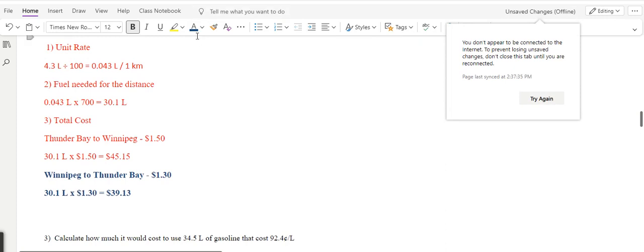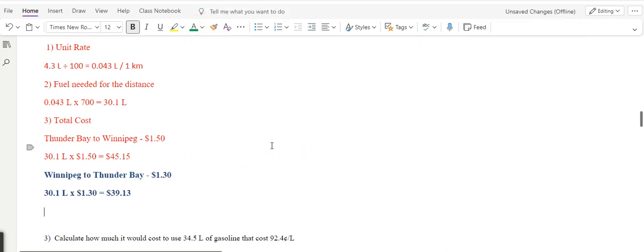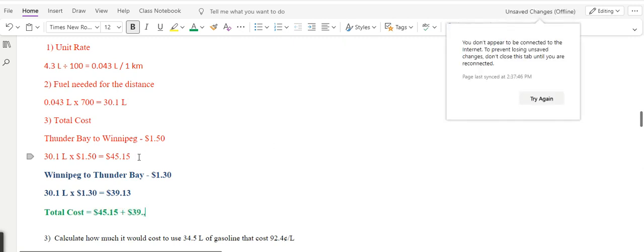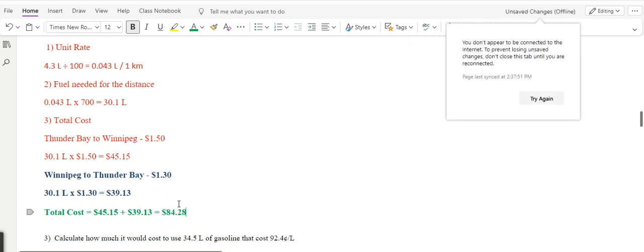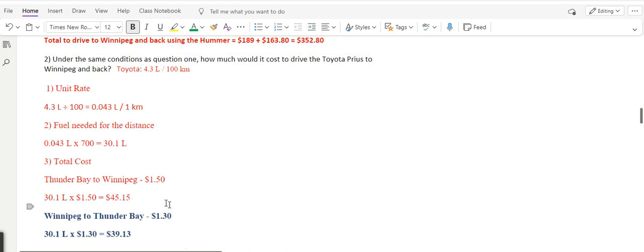And so the total cost will be equal to this 45.15 plus this 39.13. And so when we add these together, 39.13 plus 45.15, this is going to be 84.28. And so that's going to be the total cost.